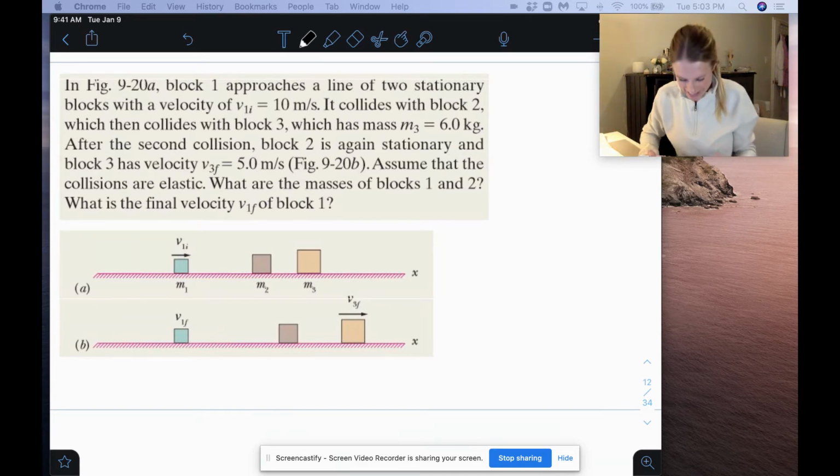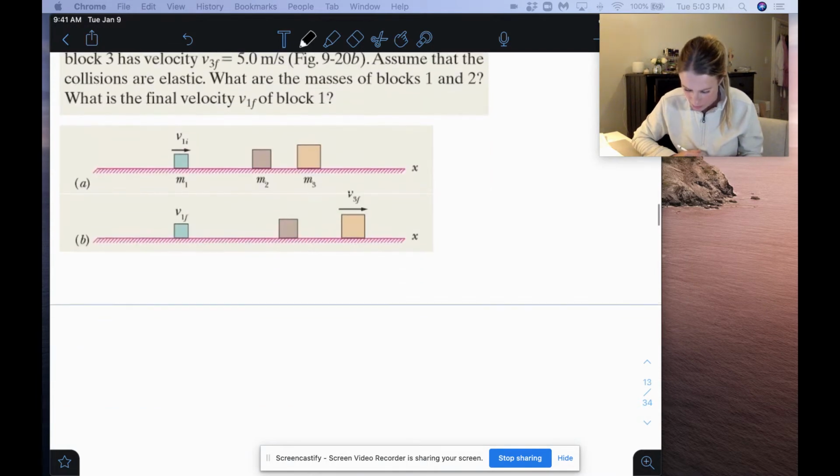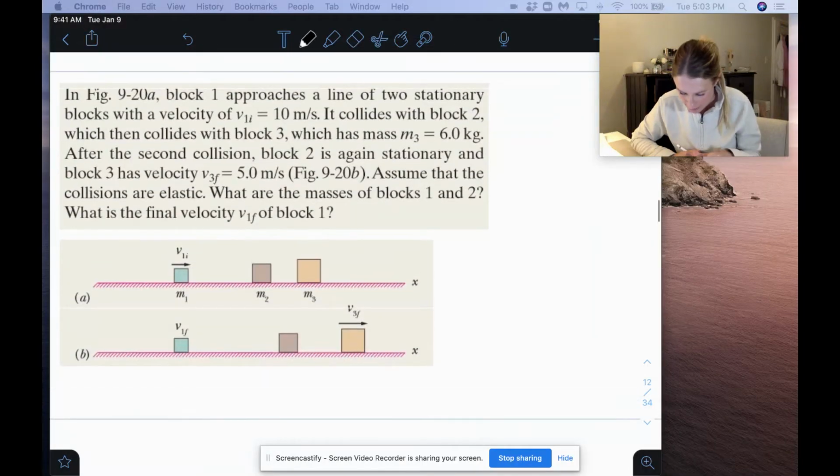So let's do it. We have in this figure, block 1 approaches a line of two stationary blocks with a velocity v1 initial of 10 meters per second. So we're going to have two collisions here. It collides with block 2, which then collides with block 3, which has a mass m3 of 6 kilograms. After the second collision, block 2 is again stationary, and block 3 has a velocity v3 final of 5 meters per second. Assume that the collisions are elastic.